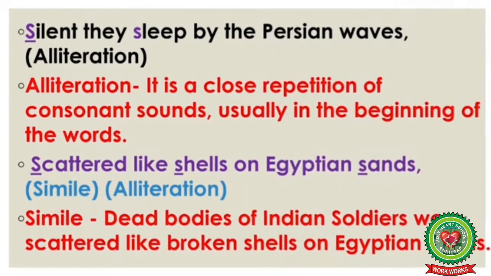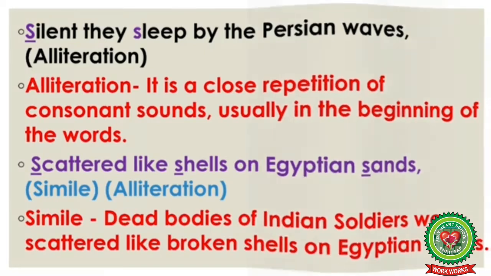So, here the poet has used simile and alliteration. Simile, I have discussed with you, children. What is simile? Comparison between two different things by using the word as or like. So, dead bodies of Indian soldiers were scattered like broken shells on Egyptian sands. And the other literary device used here is alliteration. S of scattered, S of shells and S of sands. The consonant sound is repeated. That is why it is an alliteration.